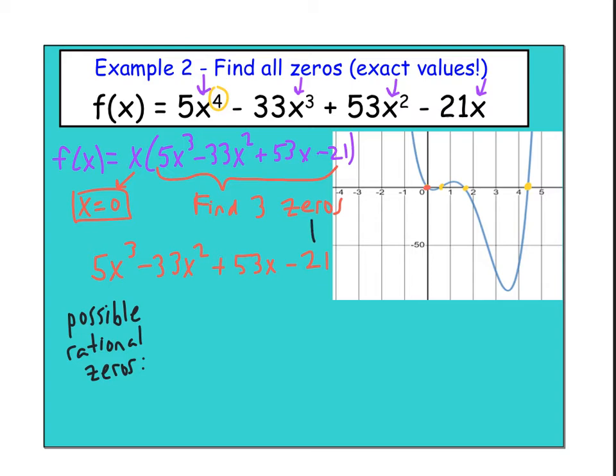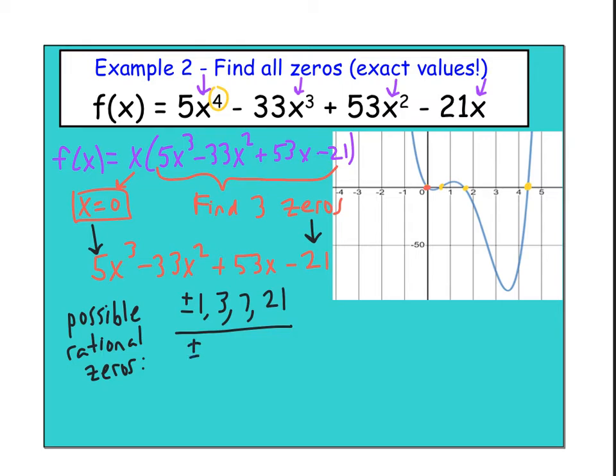So we're going to look at the constant term here, and we're going to look at the leading coefficient to do this. So what we do is we list all factors of the constant term. Of the negative 21, the possible factors are 1, because 1 goes into everything, so I'm just going to make a list. It could be positive or negative. 1, 3 goes into 21, 7 goes into 21, and of course 21 goes into 21. And each one of these could be negative or positive. That's why I put the plus or minus.